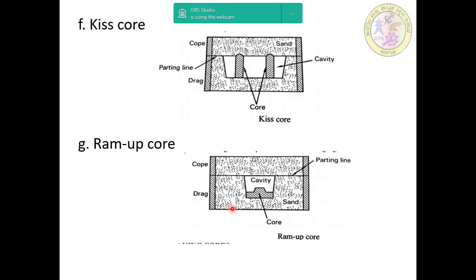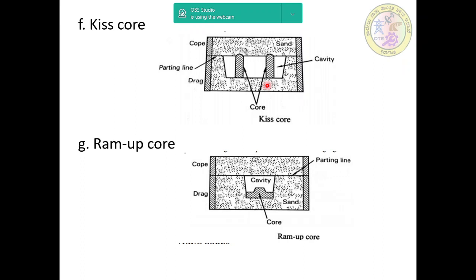And the next type is the kiss core. Here the figure shows the kiss core. In some cases, patterns cannot be provided with core prints, and hence no seat will be available as a rest for the core. In such cases, the core is held in position between the cope and the drag by the pressure exerted from the cope on the drag.